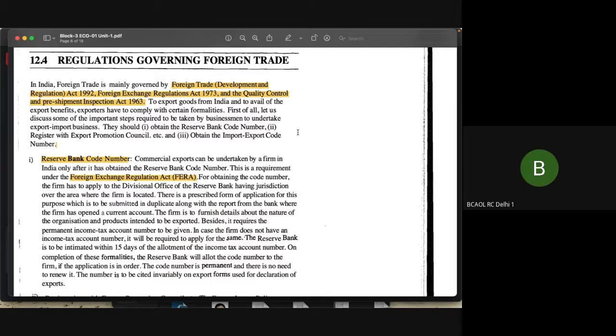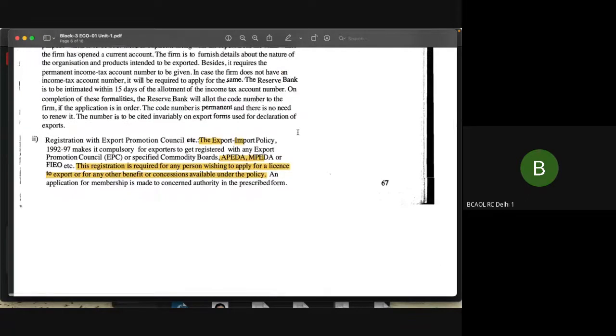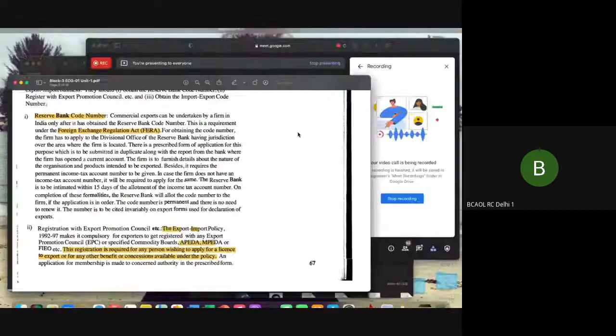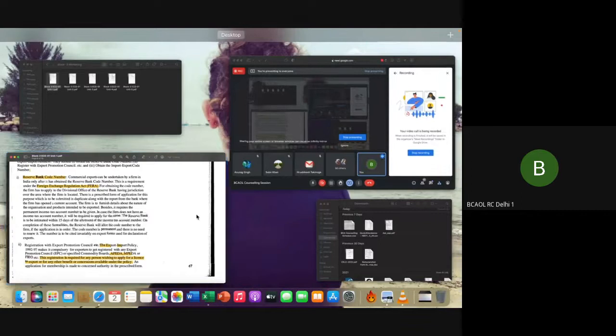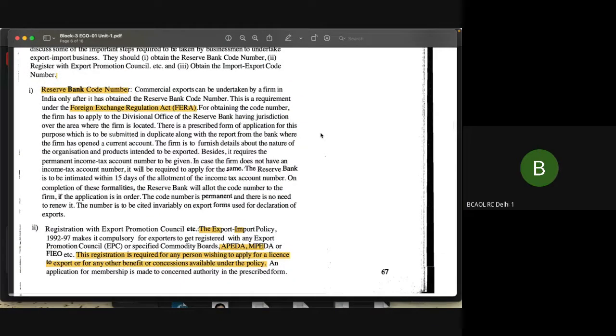Although FERA is no more into play, there are certain things that must be done, and one of the things is to involve your Reserve Bank. If you want to do import export, the Reserve Bank will definitely know, because first of all, foreign exchange is concerned. When foreign exchange is concerned and it has direct bearing on the economy of the country, that is why the Reserve Bank will always be in the loop.